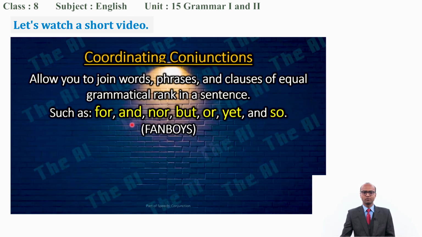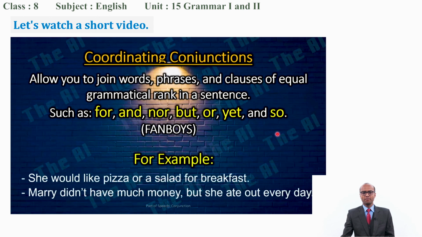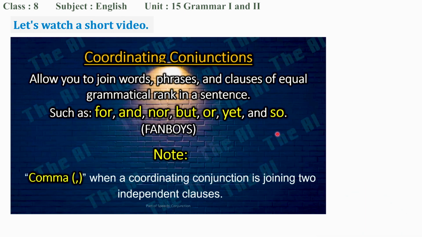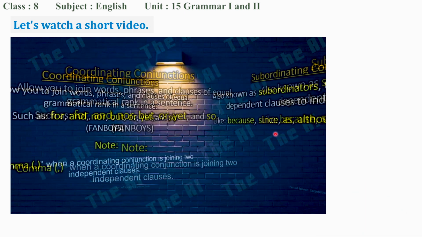The coordinating conjunctions allow you to join words, phrases, and clauses of equal grammatical rank in a sentence, such as for, and, nor, but, or, yet, and so. We call this FANBOYS. For example, she would like pizza or a salad for breakfast. Mary didn't have much money, but she ate out every day. Please notice the comma when a coordinating conjunction is joining two independent clauses.